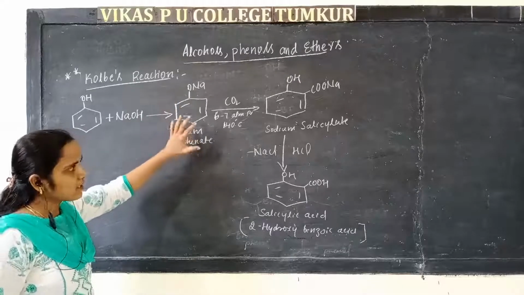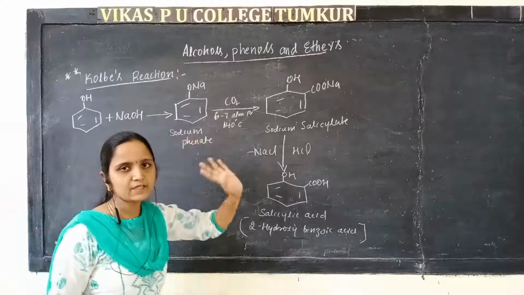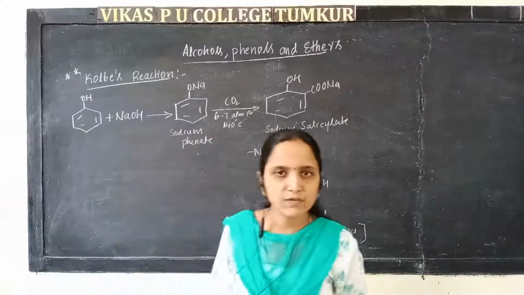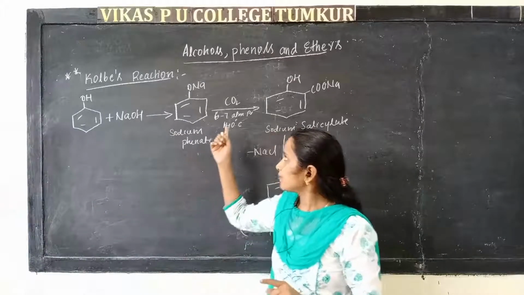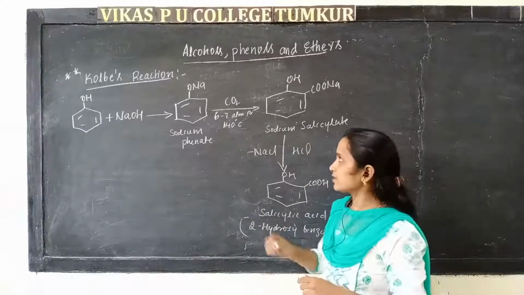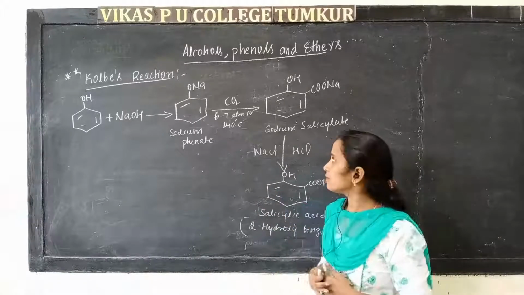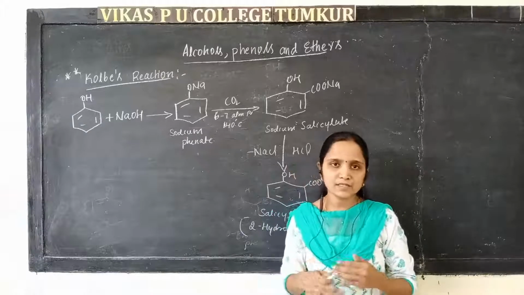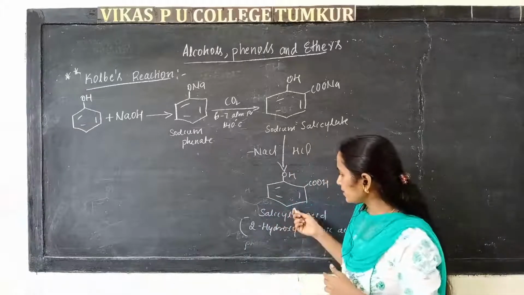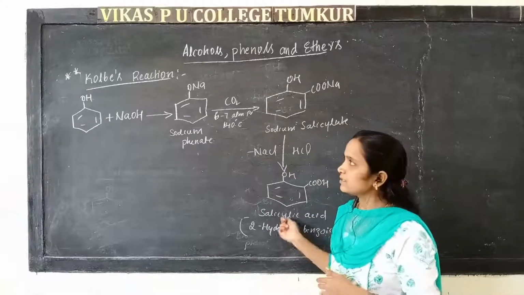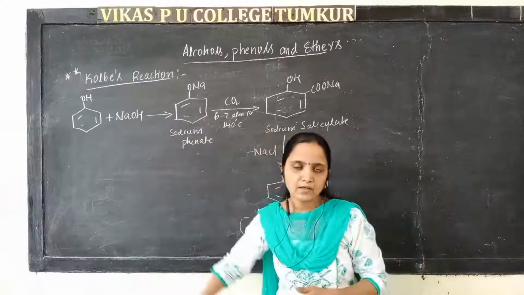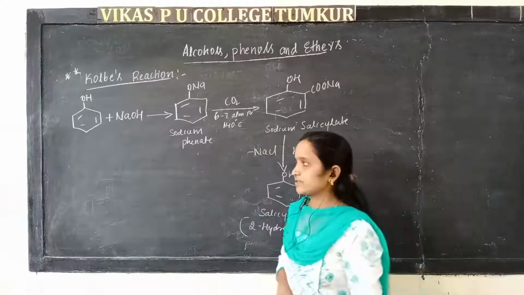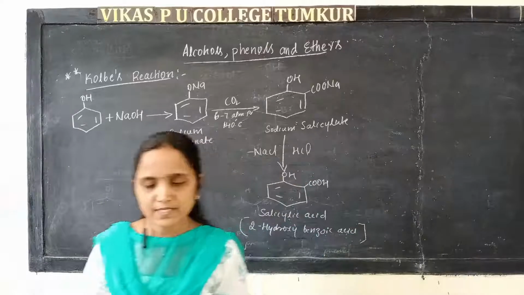In the Kolbe reaction, you can start directly: sodium phenate is heated with carbon dioxide at 140 degrees Celsius under 6 to 7 atmospheric pressure, and we get sodium salicylate. On further acidification, we get salicylic acid. This reaction we call the Kolbe reaction.